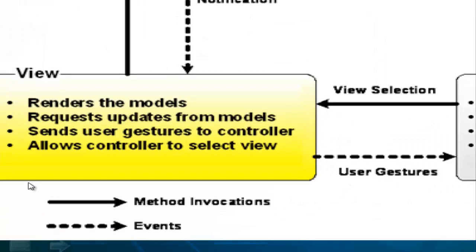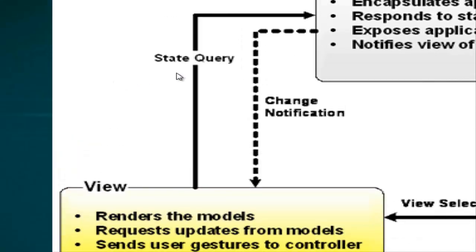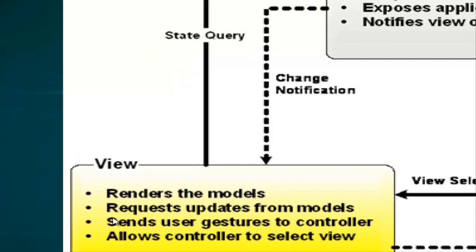So what does the view do? It renders the model. It displays the model. So you may show it in a bar diagram today. Tomorrow you may show it in a pie chart, or maybe the day after tomorrow you may show it in a scatter diagram. The way in which the values are shown has changed, but the value still remains the same. Okay. It requests the update if they require some update.